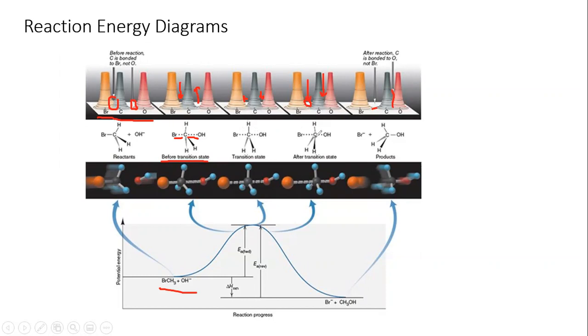After the transition state, the OH comes in closer, the bromine goes further out. When it gets close enough, the hydroxide forms a bond with carbon and bromine breaks apart. And so this is what is occurring as reactants before the transition state, and then after the transition state to form products.